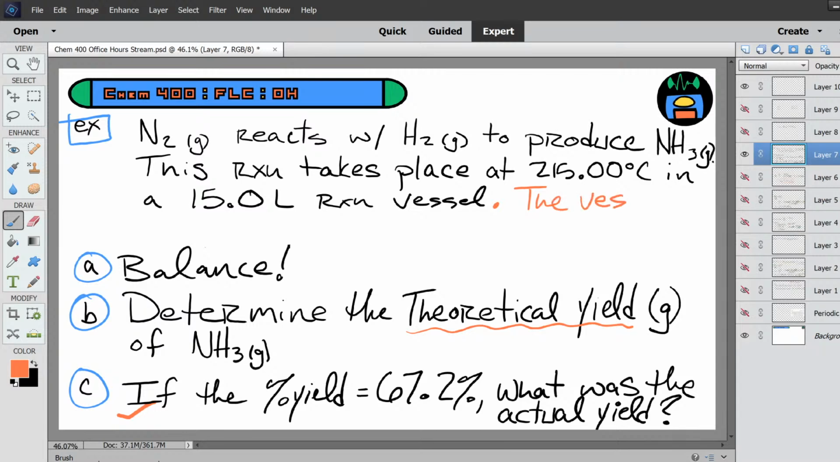The vessel contains 0.78, or actually, we're going to go period there. Oh, come on. There we go. Sorry, Photoshop was lagging just a bit.